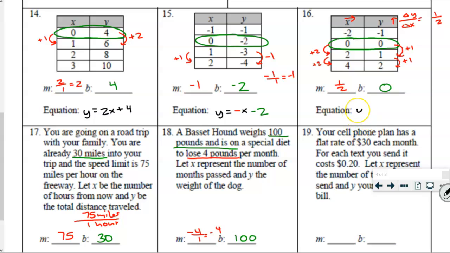Therefore, the equation is y equals 1/2 times x. You can, if you want to, say plus 0, but that is no different than just saying 1/2 x.